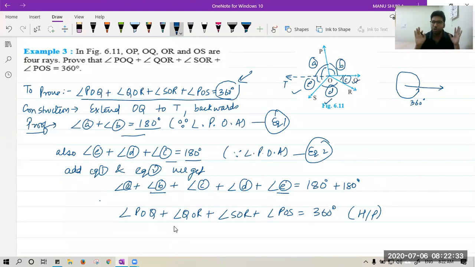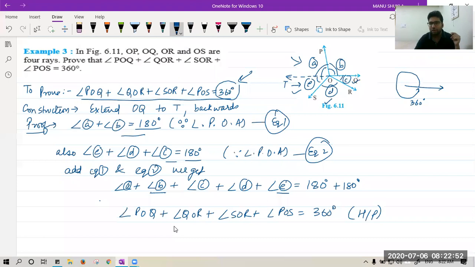So, simple addition of two equations. After that, I wrote the complete question statement. That is POQ. Why? Because POQ is actually A plus E only. And we have both. I have replaced A and E with POQ.